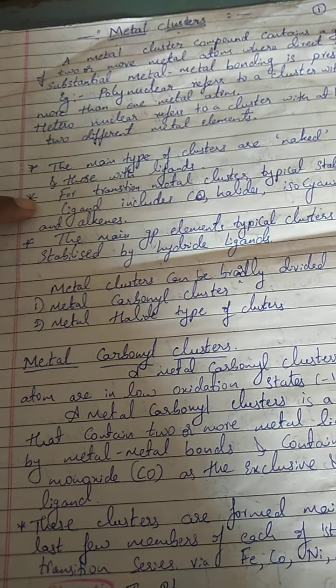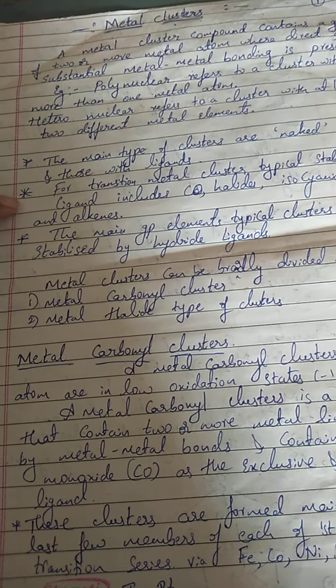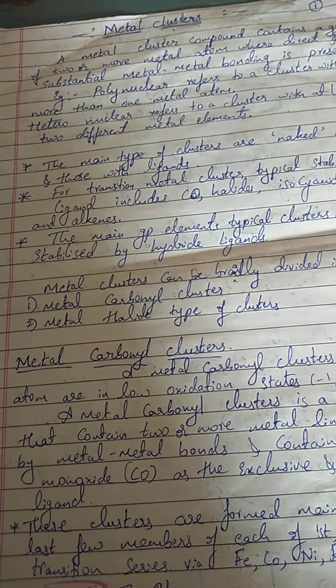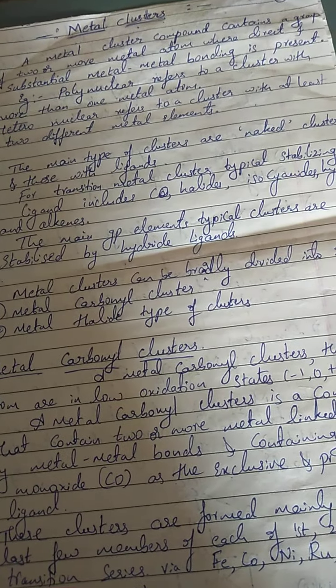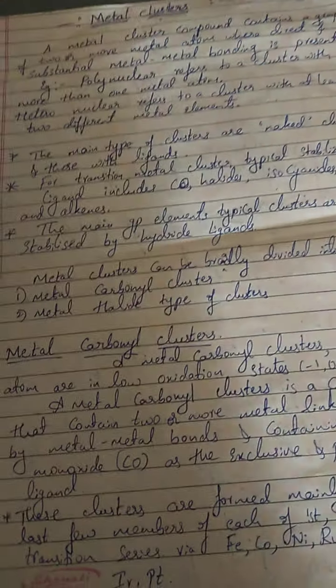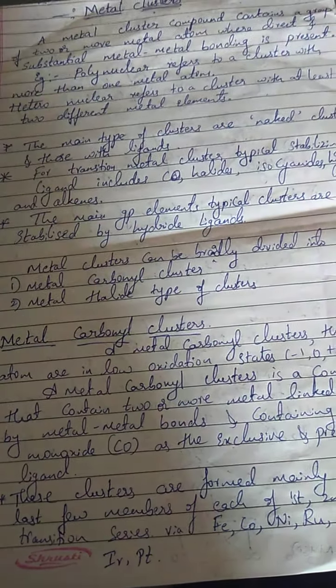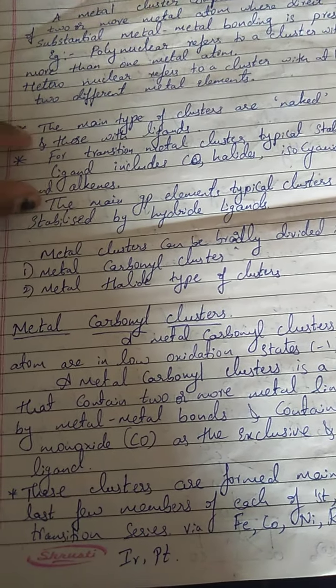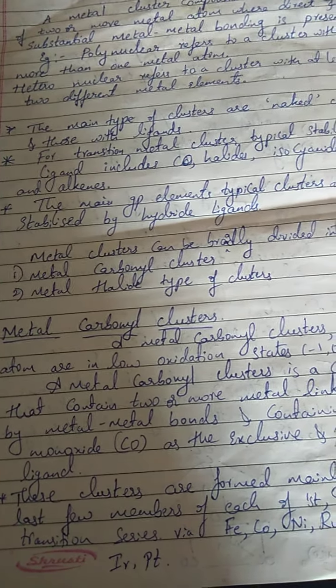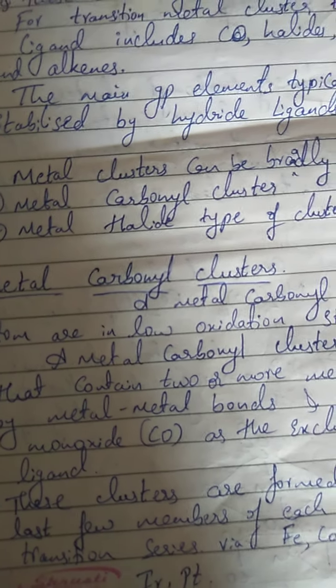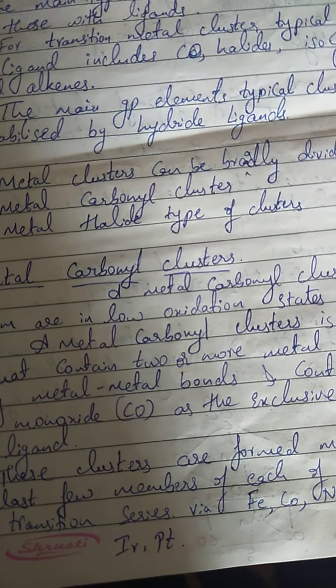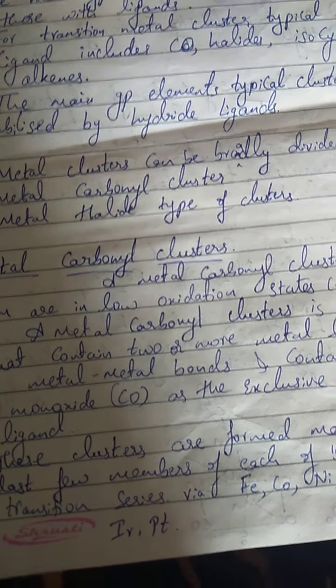For transition metals, clusters with typical stabilizing ligands include CO, halides, isocyanides, hydrides and alkenes. The main group elements in these clusters are stabilized by hydride ligands. So the compounds attached to a metal, whether CO, halides or isocyanides, the whole thing is called a metal cluster. It is divided into two types: metal carbonyl clusters and metal halide clusters. First we will study the metal carbonyl clusters.